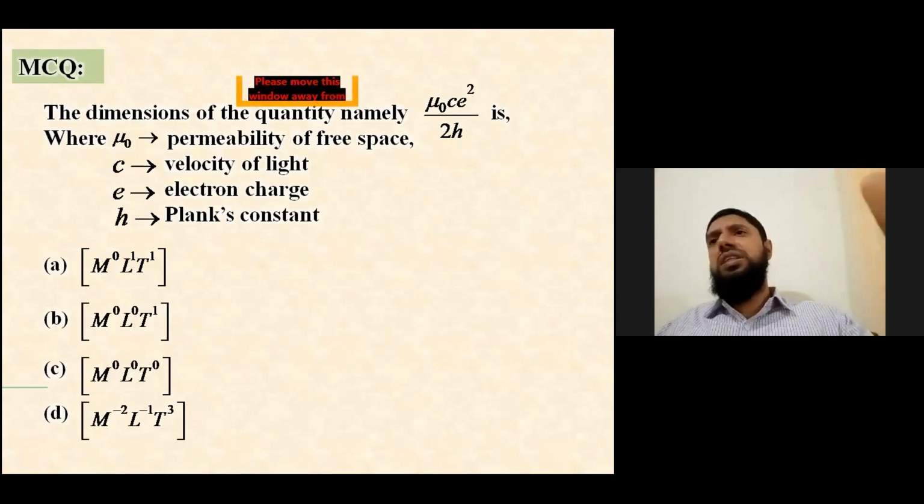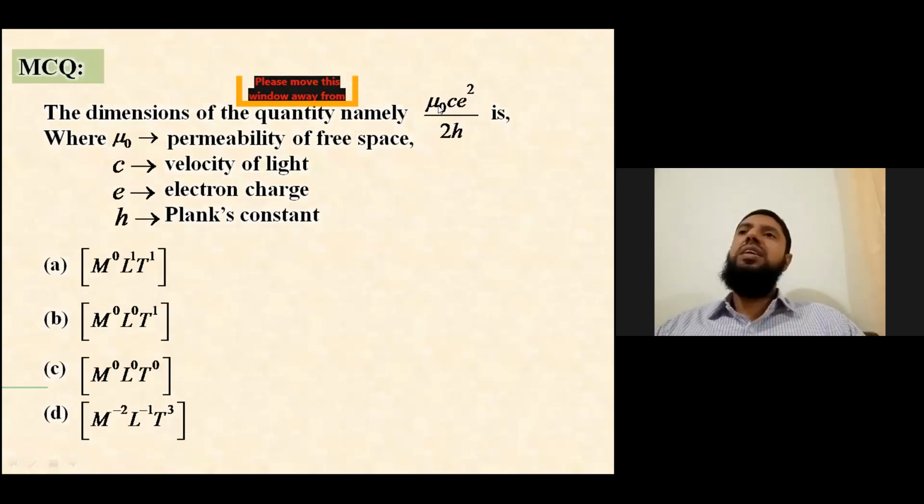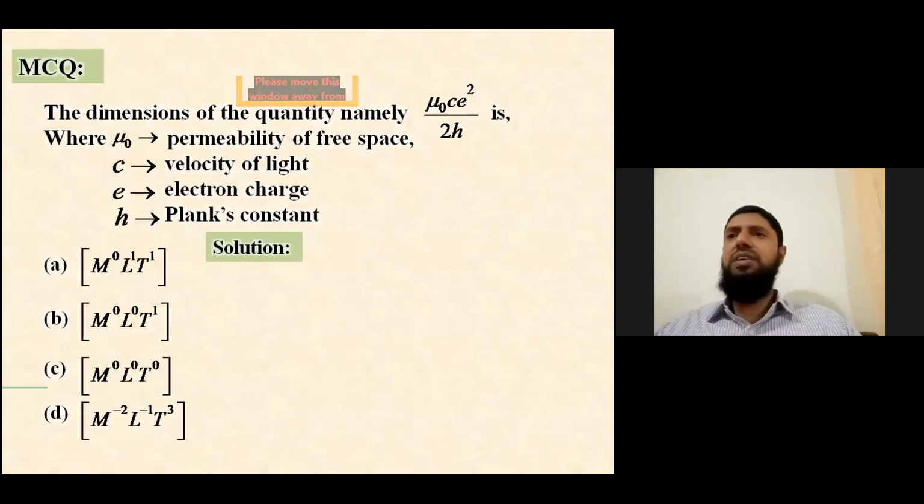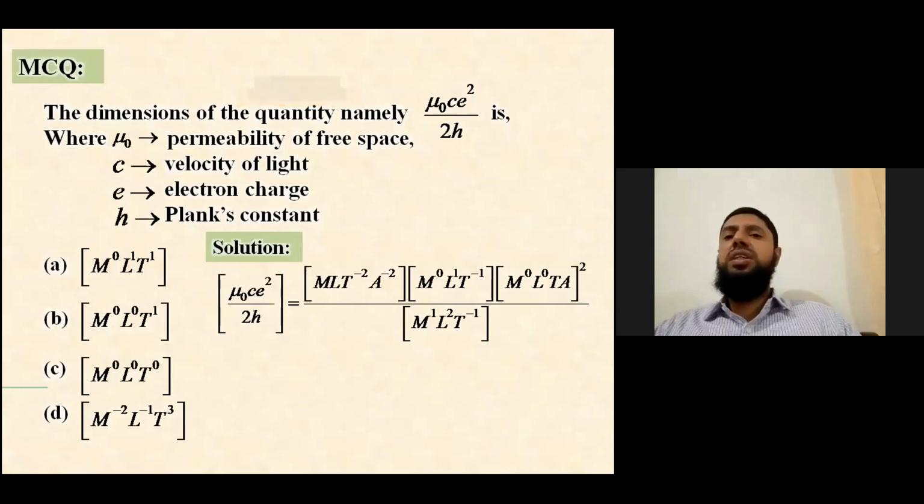Sir, let us substitute the dimensional formulas of the different physical quantities in the given relation. What answer do we get? This is the normal way. Everyone is going to think of it. For example, μ0 c e² by 2h. μ0 is the absolute permeability of free space.